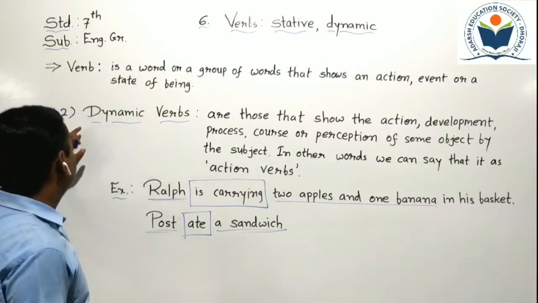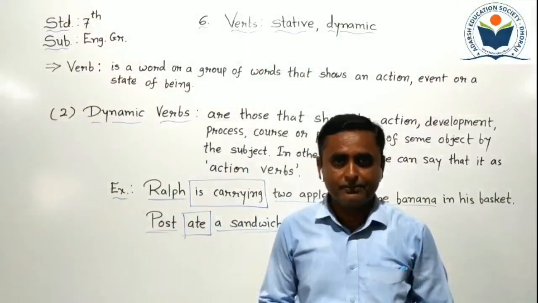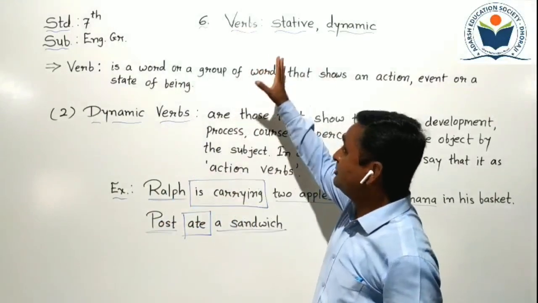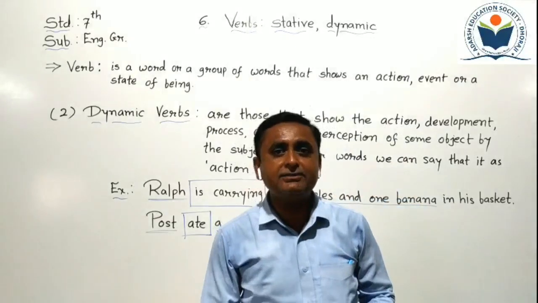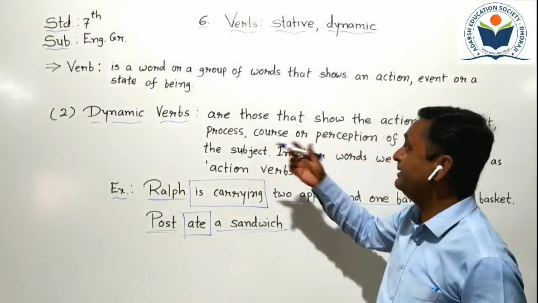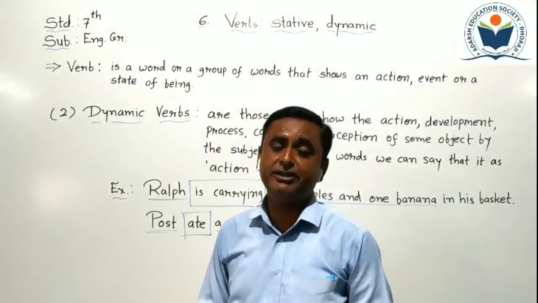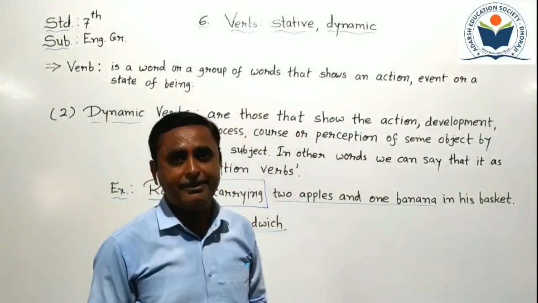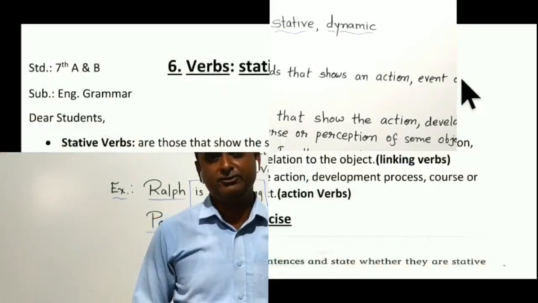So here are our stative and dynamic verbs, all the teaching points. Can you understand, students, about stative and dynamic verbs? State of being is the stative verb, and dynamic verbs are action verbs. We studied linking verbs and action verbs, all the teaching points here. Now in our next screen we have to study an exercise related to these teaching points.